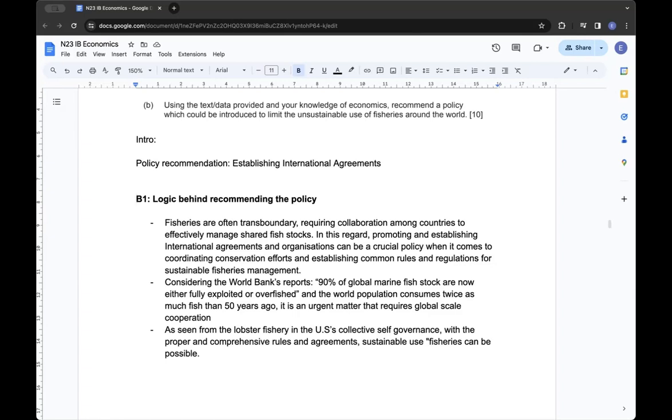Another piece of evidence that I'm going to use to support my policy recommendation is the example of the lobster fishery in the US, which was quite successful. So I can say that with proper and comprehensive rules and agreement amongst the countries, sustainable use of fisheries can be possible.